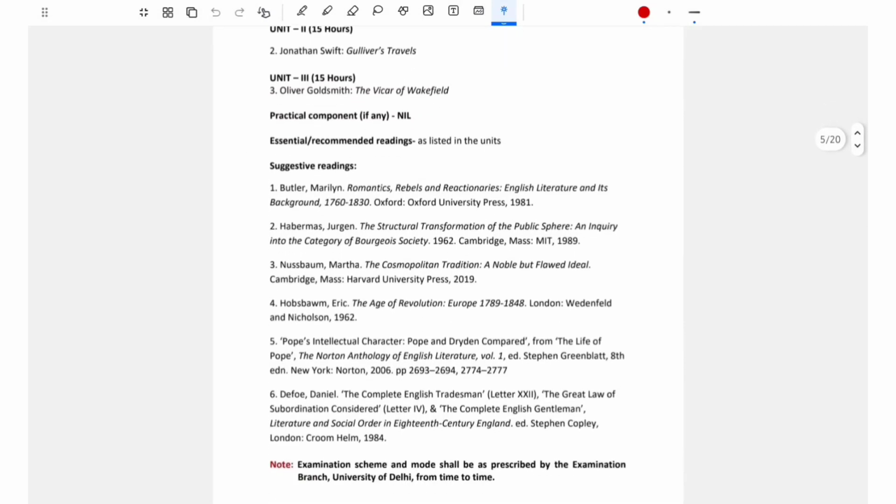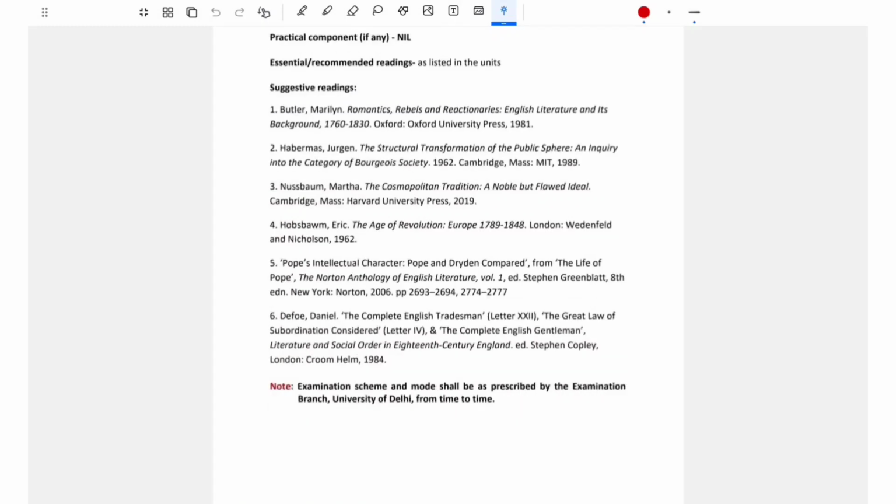Obviously, you will find this section after each paper that says suggestive readings. Now these texts in the suggestive reading section, these won't come in your exam or anything. It's just there as a suggestion. So if you want to go through these texts, that's great. You can find this syllabus PDF on your university website, where you will find the list of the suggestive readings, and you can go through these texts, but it's not really important.